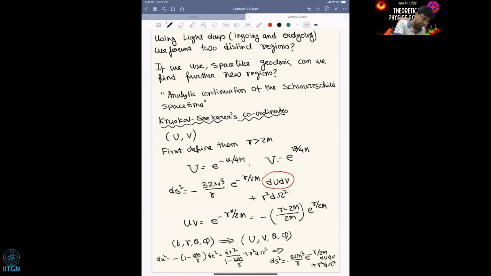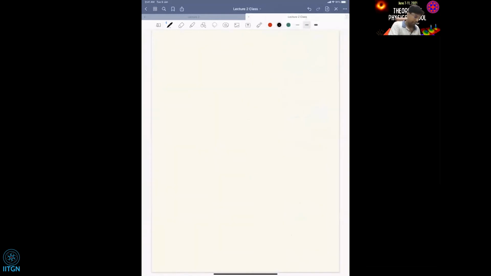And you can also check, okay, if r is greater than 2m, this part of the conditions is satisfied. U will be negative and V will be positive. Okay, so Kruskal coordinates are generally defined for r greater than 2m as long as u less than 0 and v greater than 0. Very good.